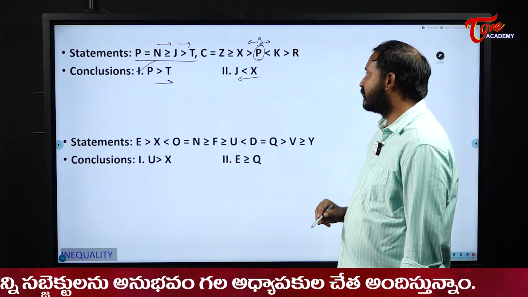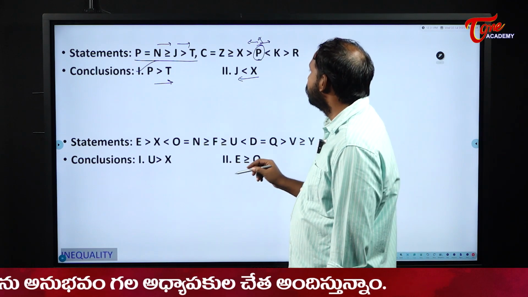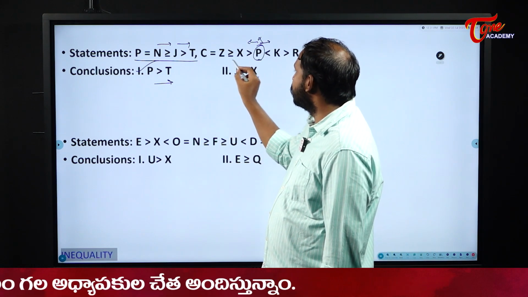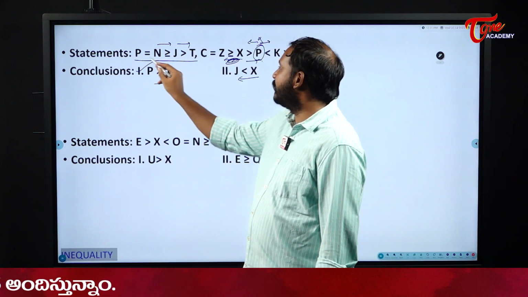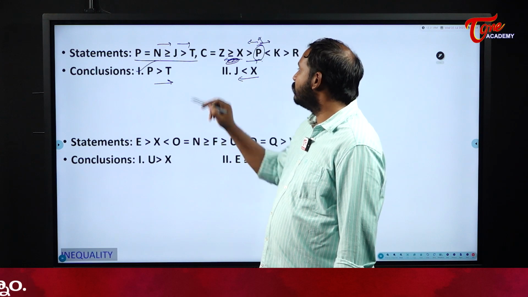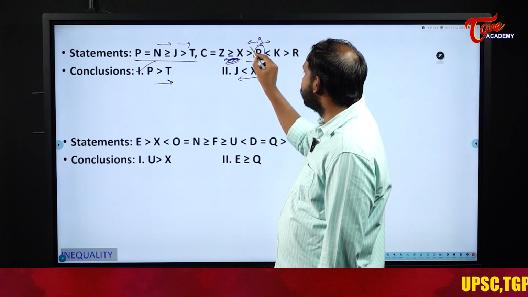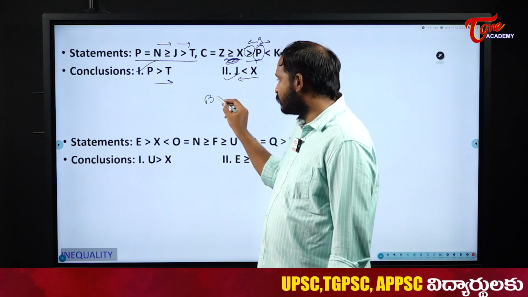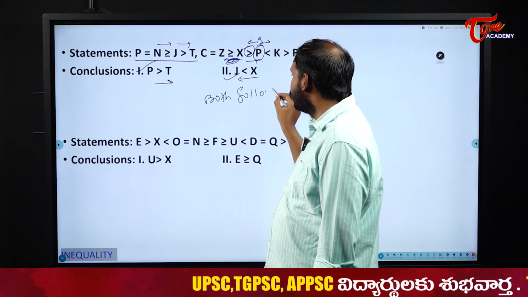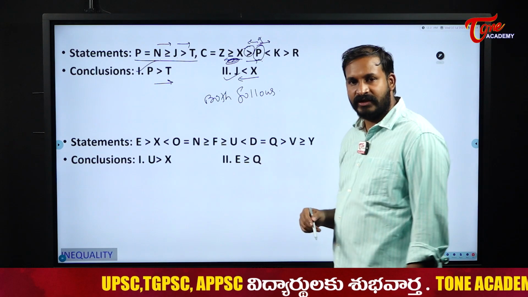X to J. I should travel from X to J. So X to Z, X to P, I can go. P to N, I can go. N to J, I can go. And in between there is a perfect opening. So here both follow. Now similarly solve this one, students, everyone.